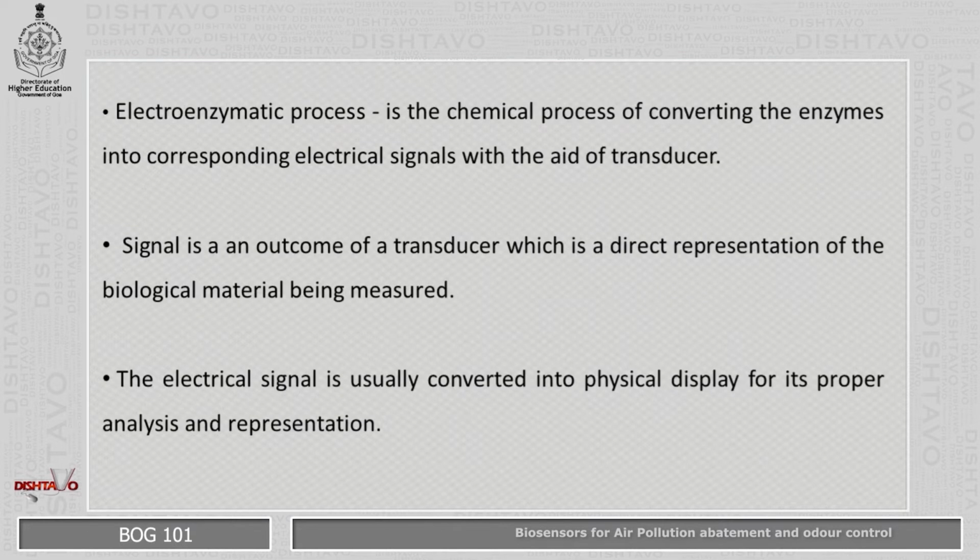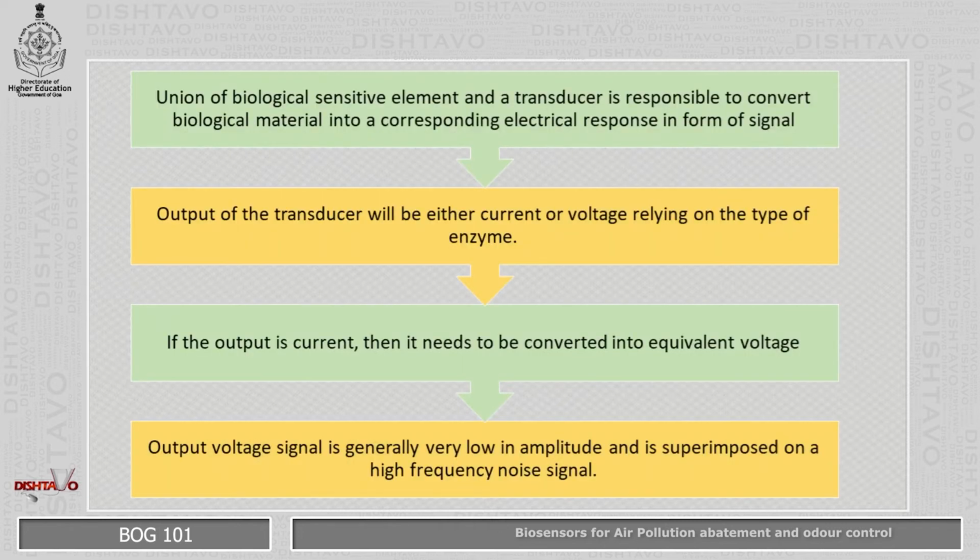So the electroenzymatic process is the chemical process of converting the enzymes into corresponding electrical signal with the aid of a transducer. So the signal is an output of a transducer, which is a direct representation of the biological material which is being measured. Here the electrical signal is usually converted into physical display for its proper analysis and representation. So the principle is depicted in a stepwise manner.